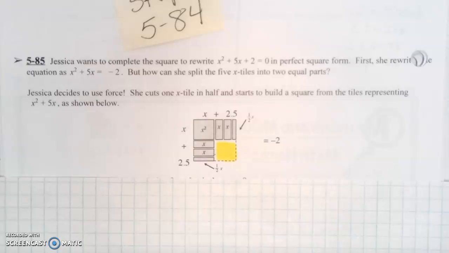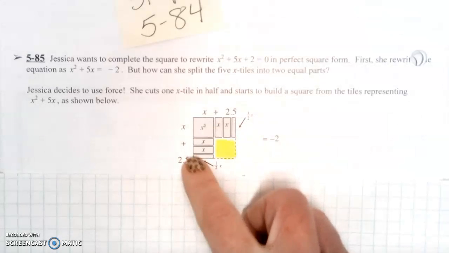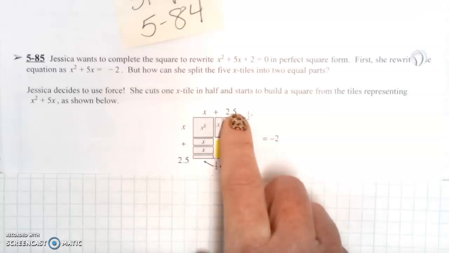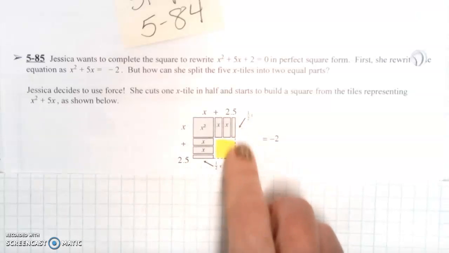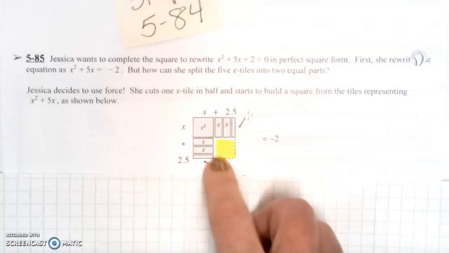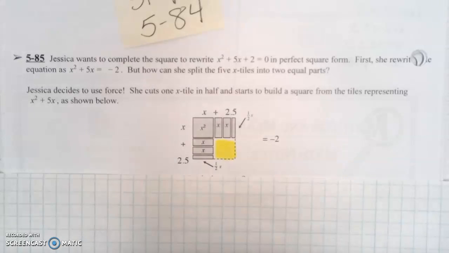Jessica decides to use force. She cuts one of the x tiles in half and starts to build a square from the tiles representing the x squared plus 5x as shown below. Okay? So because she had five of these x tiles, she cuts one of them in half and puts one of them up here and one of them down here. She needs to fill in this part right here with the proper amount of unit tiles, okay?